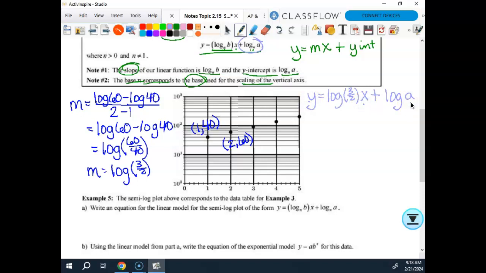We can pick any point we want. I say we go with the easy one that has a 1 in it. Okay? We're going to use that point. Now remember, our y-axis is logarithmically scaled. So when I put in that 40, this is actually going to become the log of 40. It's going to equal the log of 3/2 times x plus the log of a.